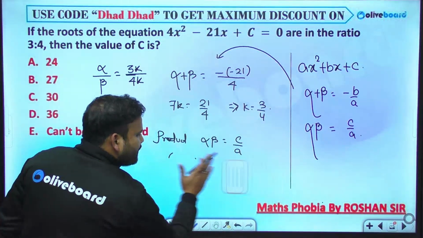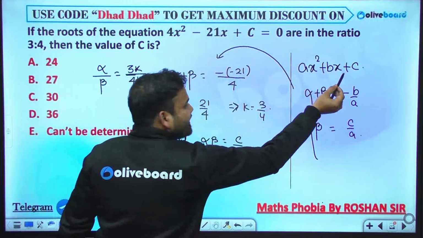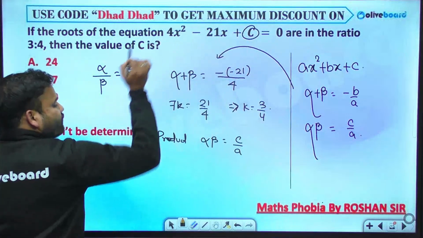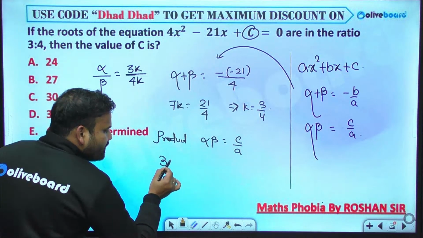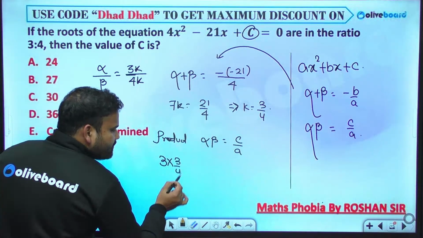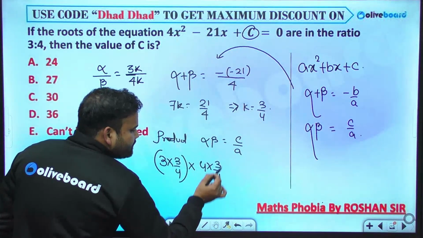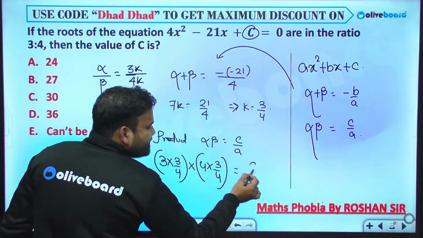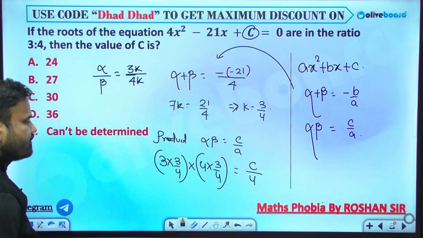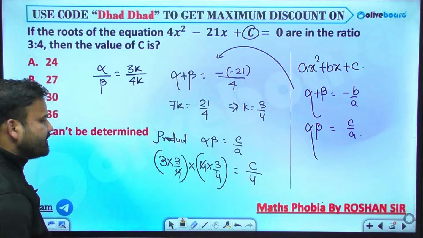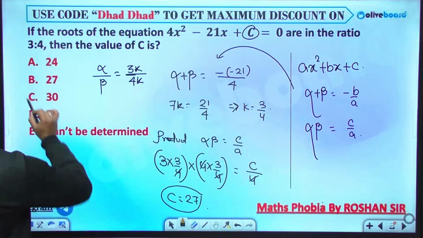So this becomes this. Now the product of roots is given by c by a. What is c? This is c. And what about a? A is 4. So the product of roots is alpha beta. Alpha is 3 into k, and k over here is 3 by 4. Beta will be 4k, 4 into 3 by 4. This is nothing but c by a. What is a? A is the coefficient of x square, that is 4. So this 4 gets eliminated and this 4 gets eliminated. So the value of c becomes 27, which is option number B.